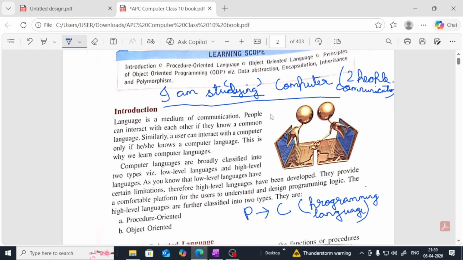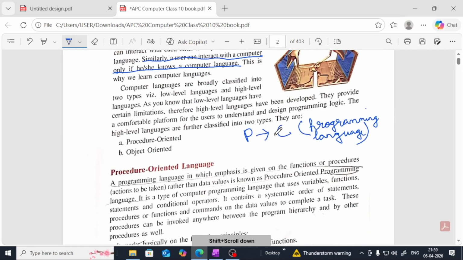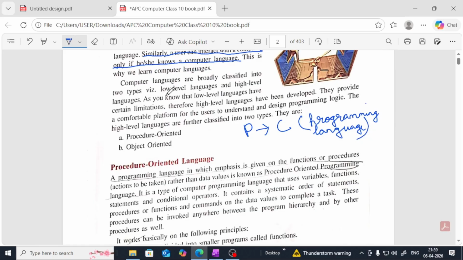So, okay, you have to read this. This line is important. Computer languages are broadly classified into two types, which are low level languages and high level languages. As you know that low level languages have certain limitations, therefore high level languages have been developed. They provide a comfortable platform for the users to understand and design programming logic. The high level languages are further classified into two types: procedure oriented and object oriented.